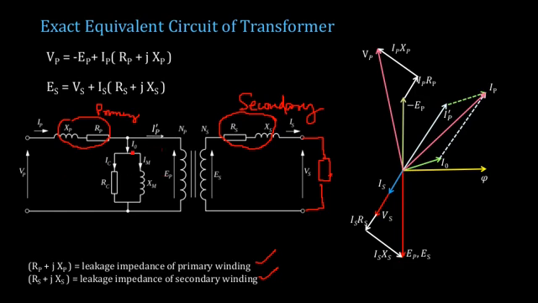EP is the voltage developed at this point. So I can write Vp is equal to minus EP plus IP into Rp plus JXP, and towards the secondary side I can write ES is equal to Vs plus Is into Rs plus JXS. That is, Vp is a higher voltage. Once you have some drop here, you will get EP. Similarly, ES will be the higher value, and ES minus the drop gives Vs. So that's the concept that you need to understand.